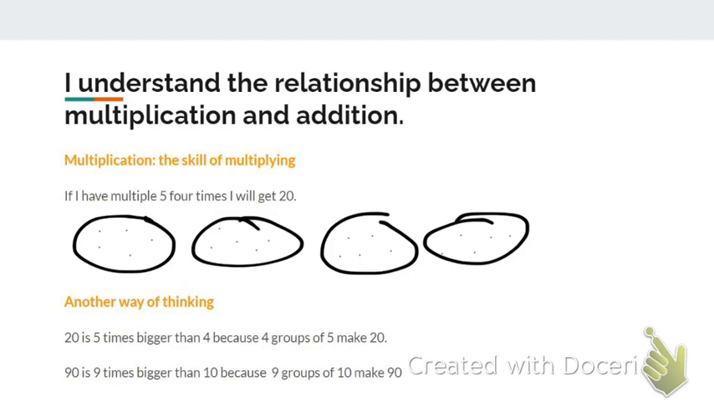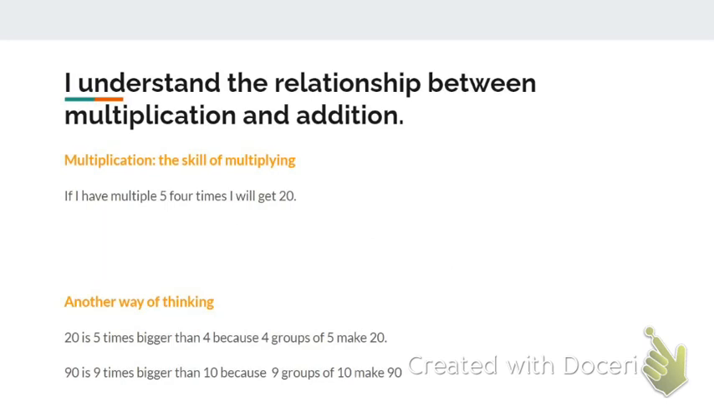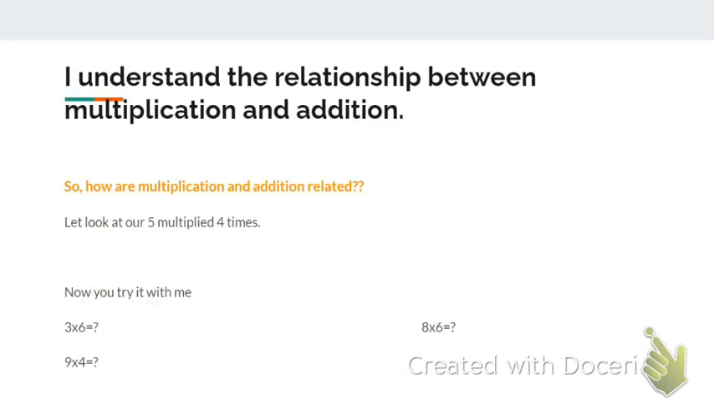Another way to think of it is 90 is 9 times bigger than 10 because 9 groups of 10 make 90, okay? So moving on, again, we are trying to understand this crazy relationship between multiplication and addition, okay? So how are multiplication and division actually related? Let's look at our 5 multiplied 4 times.